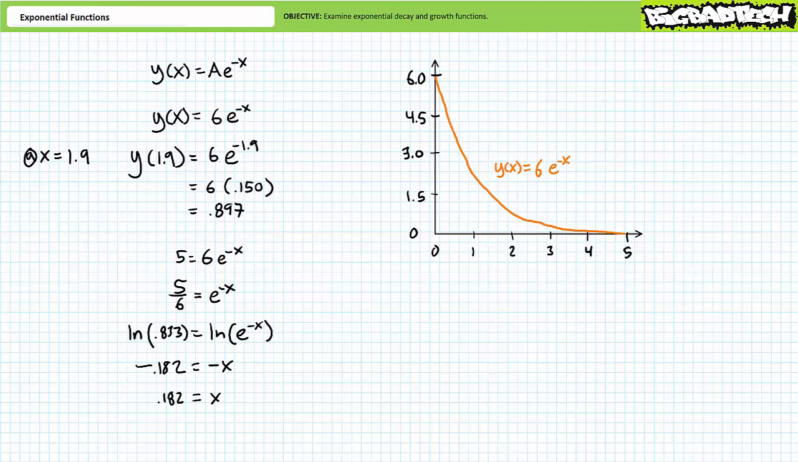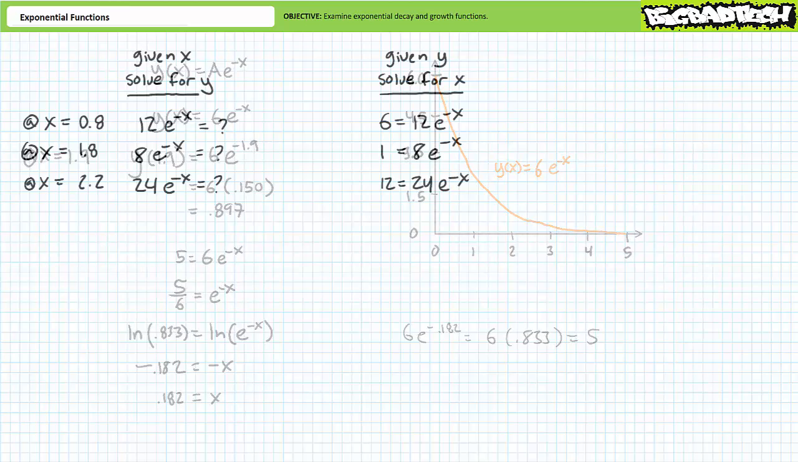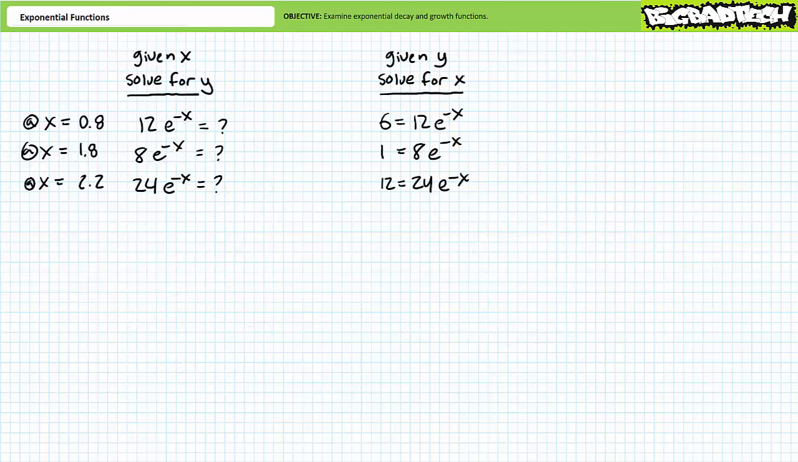Take the natural log of both sides. The natural log of 0.833 equals approximately negative 0.182. Get rid of the negative signs on both sides. We're left with x equals 0.182. If you want to, you can check your work. 6 times e raised to the negative 0.182 equals 6 times 0.833, which equals 5. It makes sense.